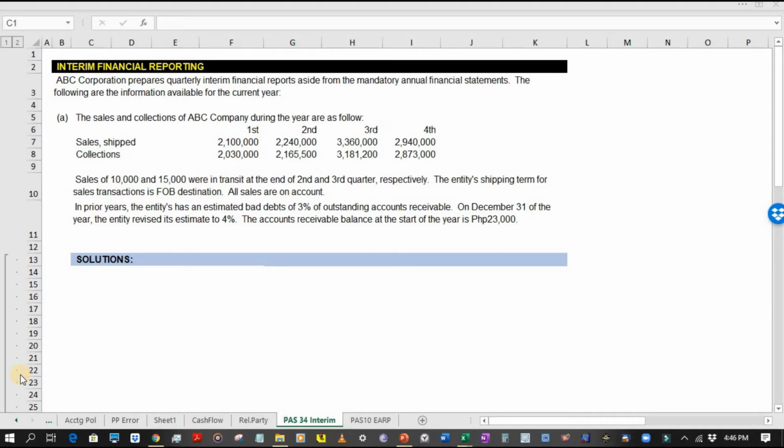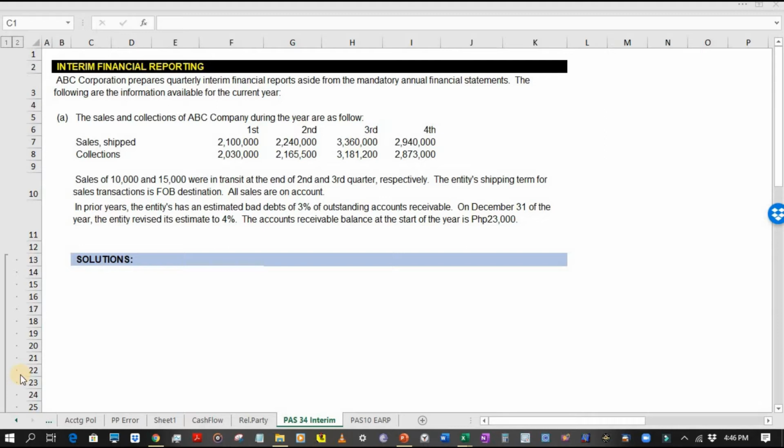So now let us start answering this problem. First, since we are going to prepare the income statement, we have two types of accounting elements, which are the revenues and expenses. Before we proceed to the expenses, let us first recognize all the revenues applicable for ABC Corporation. Starting with letter A, the revenue is the sales.